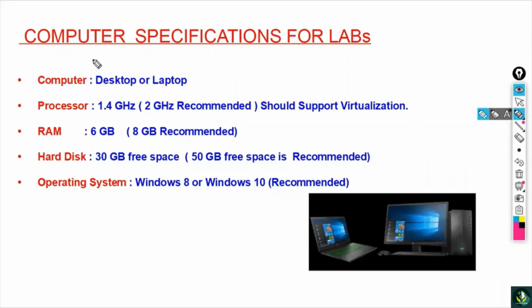In this section we will discuss about computer specifications for our lab. So you can have desktop or laptop, and the processor speed of your computer should be minimum 1.4 gigahertz. 2 gigahertz speed is recommended and it should support virtualization. RAM, so your computer should have minimum 6 GB RAM. 8 GB RAM is recommended. Hard disk, so your computer should have 30 GB free space in your hard disk. 50 GB free space is recommended. Operating system, you can use Windows 8 or Windows 10. Windows 10 is recommended.